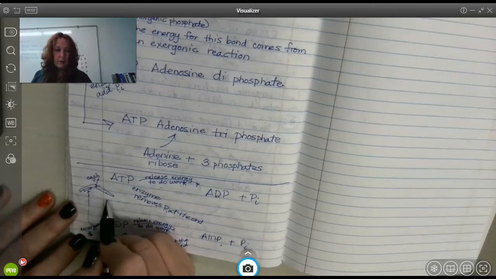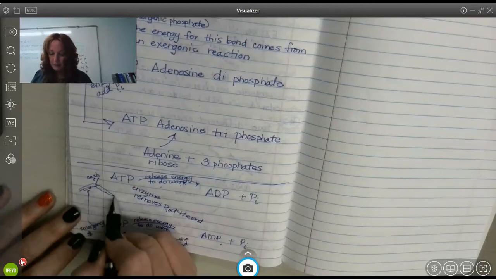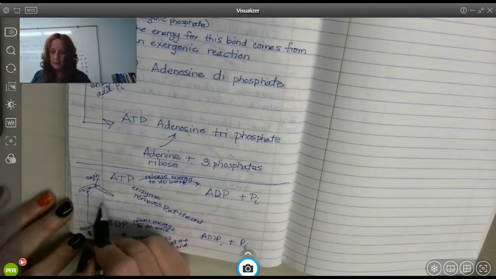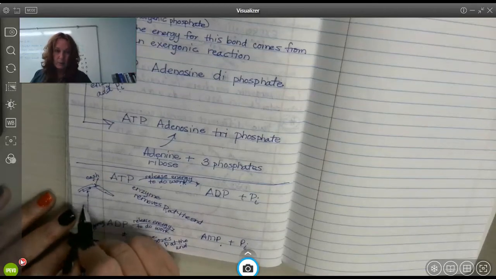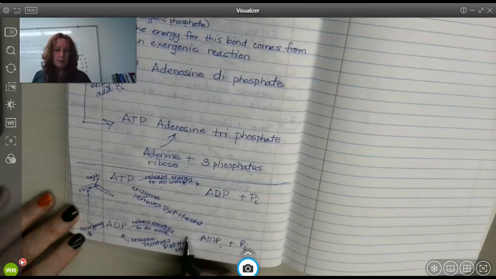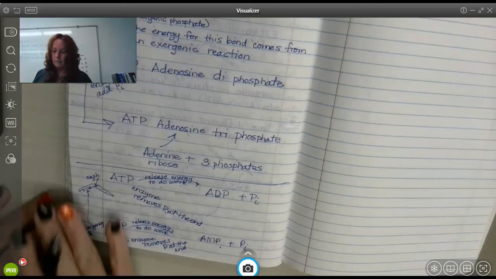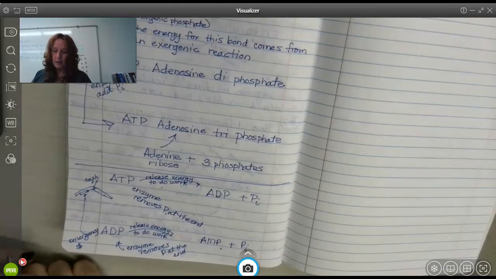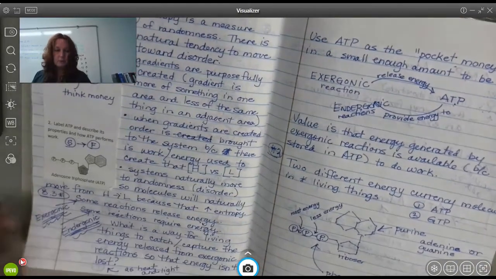Because just like with Hunter, I've spent my cash. I don't have any more cash coming in. I'm going to have to spend my emergency money. I'm in serious trouble. So this molecule is a signal to let the cells know it's in an energy deficit. Okay? So I feel like we've answered all those questions.